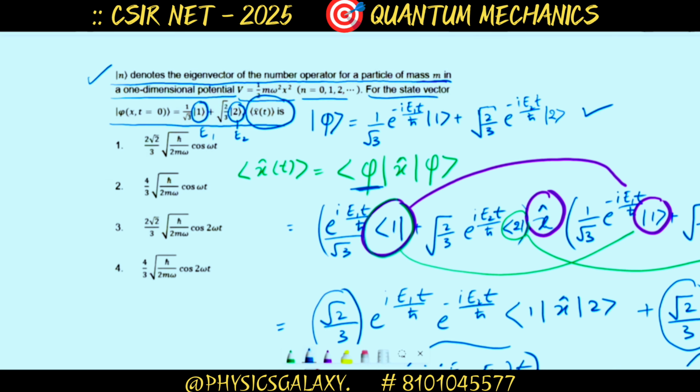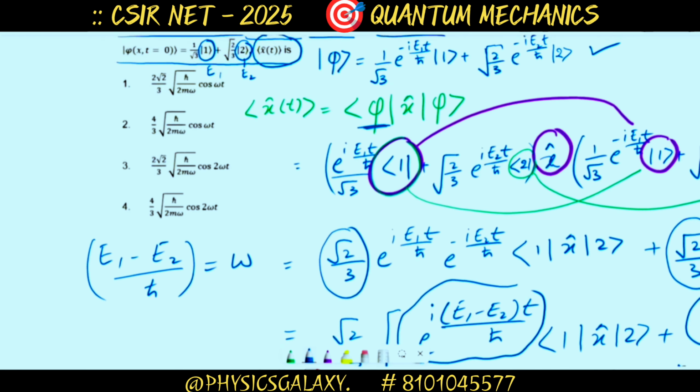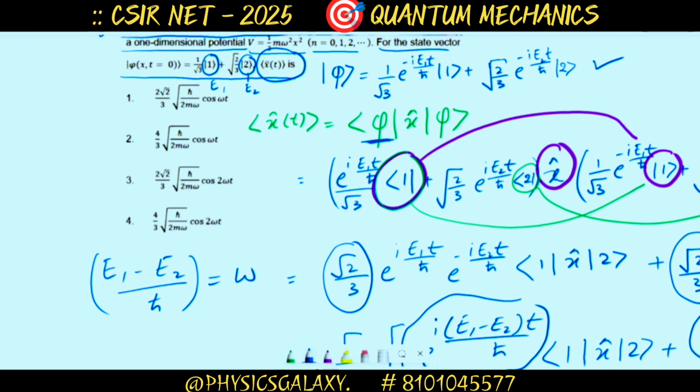But there is cos of omega t. So I can assume that (E1 minus E2) by h cut equals omega. So then the option is this one.